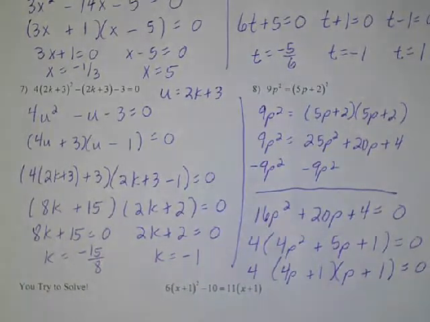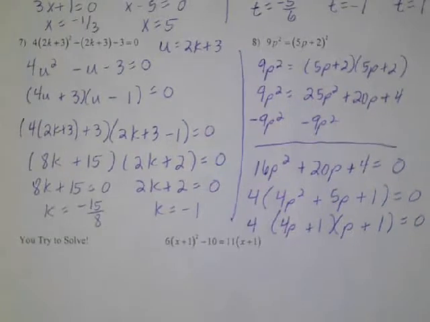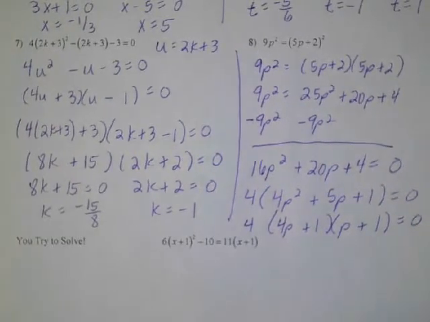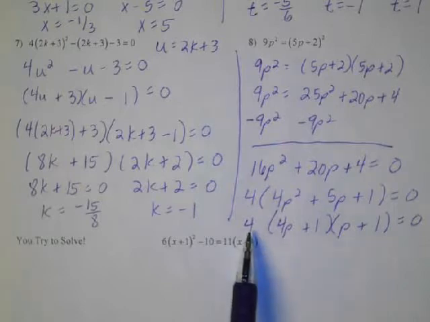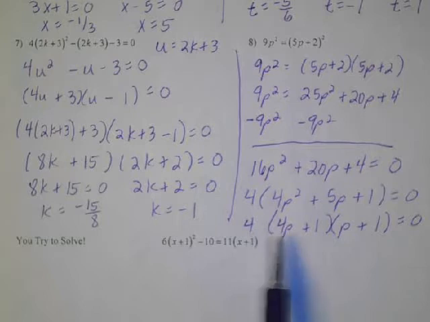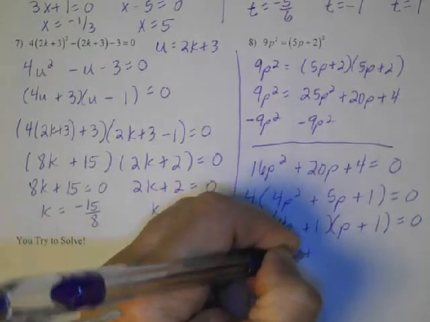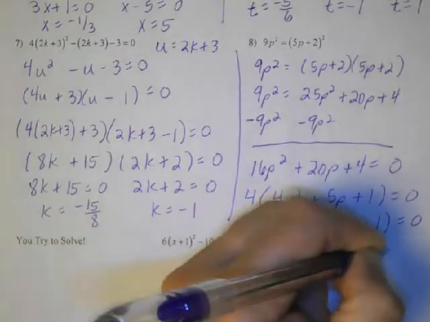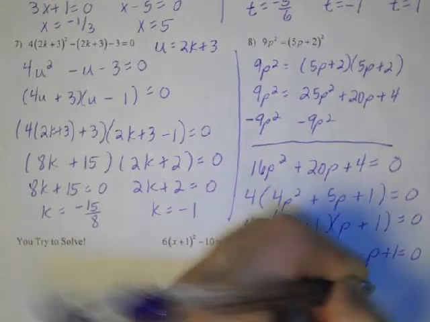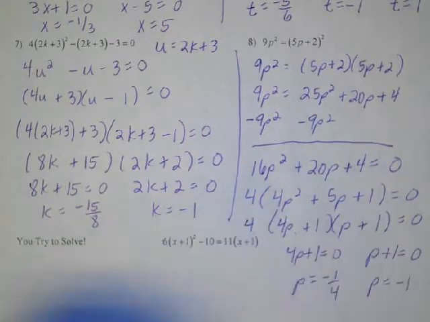Now this hasn't happened yet, so we need to discuss something here. We say set each factor equal to 0 and solve. Well, the 4 is a factor, but there's no variable with it. It doesn't make sense to say 4 equals 0. That's not a contributor to an answer. Just the factors with the variable. So we're going to say 4p plus 1 is 0, and p plus 1 is 0. So we get p is negative 1/4, and we get p is negative 1.